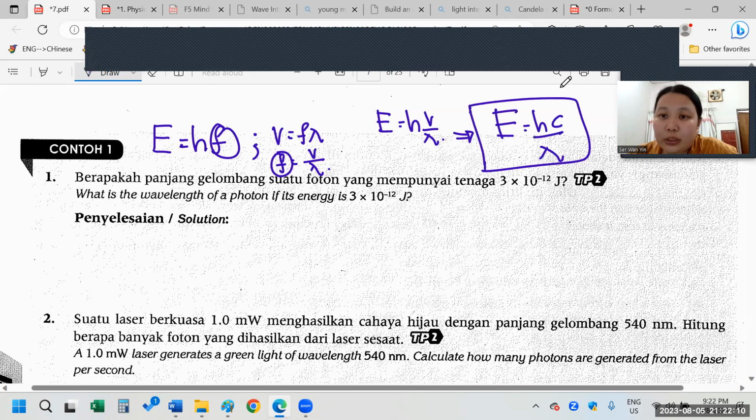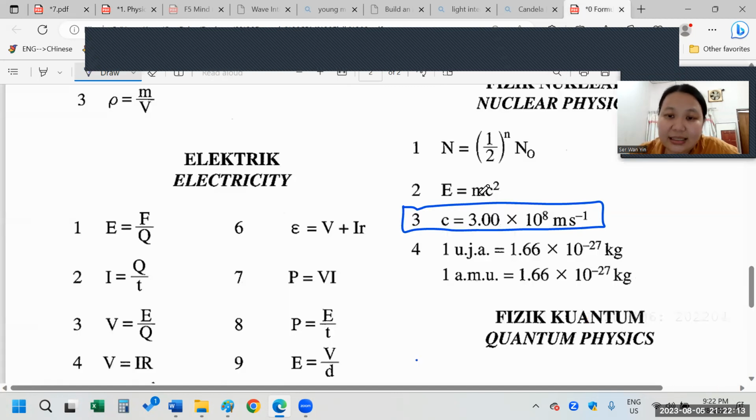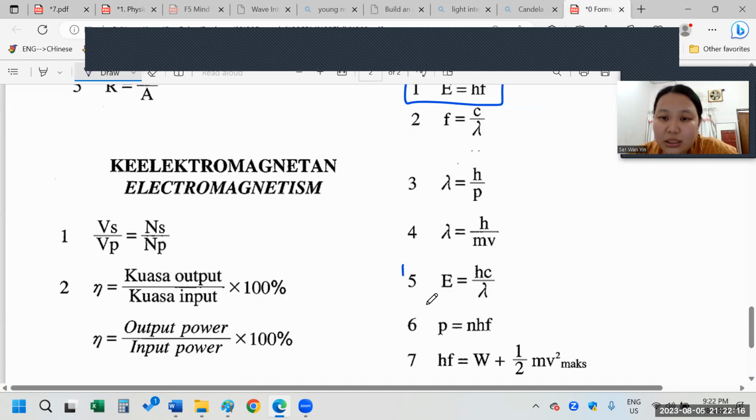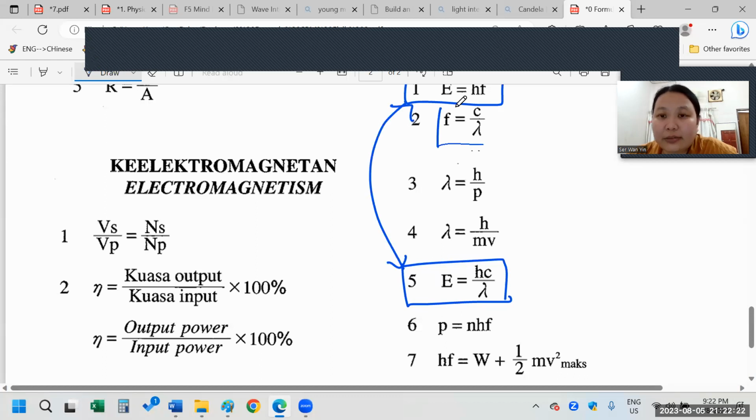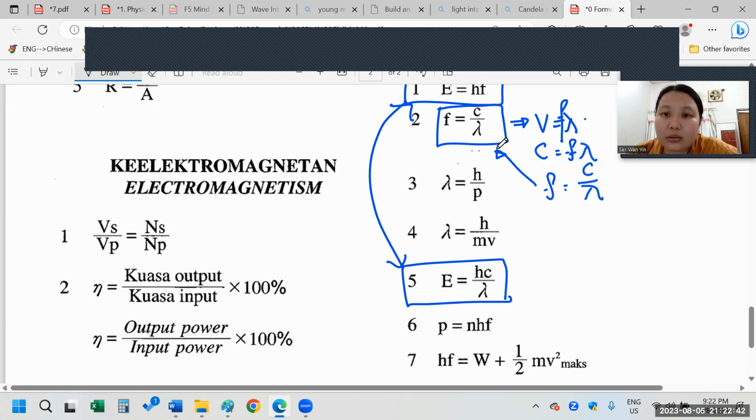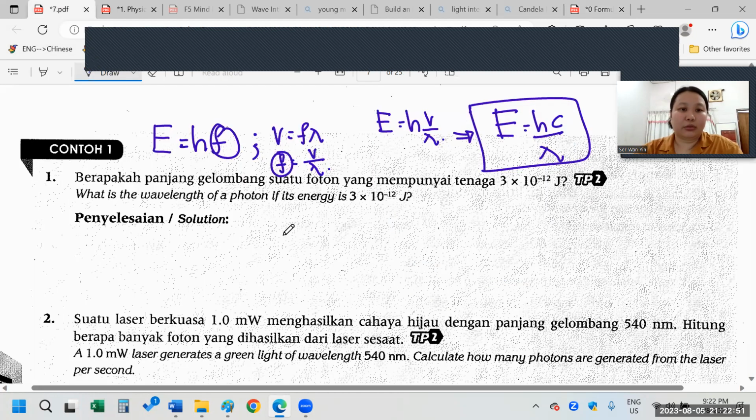Will you get this in the formula list? Yes. E equals hc over lambda. They are related. See, f equals c over lambda. Where does it come from? Form 4, Chapter 5, v equals f lambda. Since the velocity of light is c, c equals f lambda, so f equals c over lambda. So in the exam, you can use this to derive number 5. Do not worry.